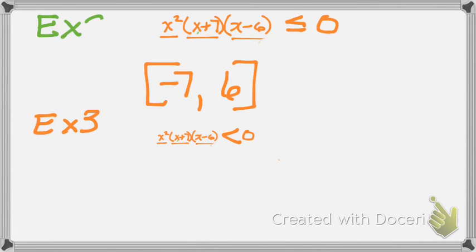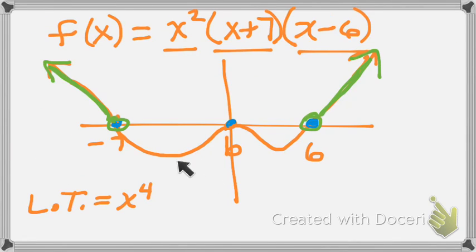Okay? So where is this graph below, but not on the axis? From -7 to 0, not including them, and from 0 to 6. Do you agree? So in other words, I've got open circles on all these. If I'm saying strictly below but not on, I've got to go from -7 to 0, and then union that with 0 to 6, not including those numbers.